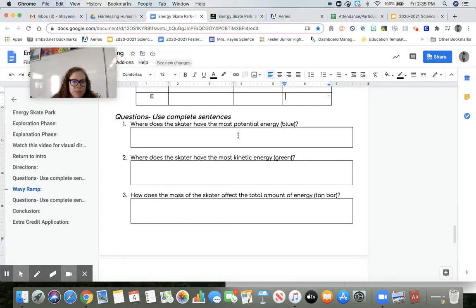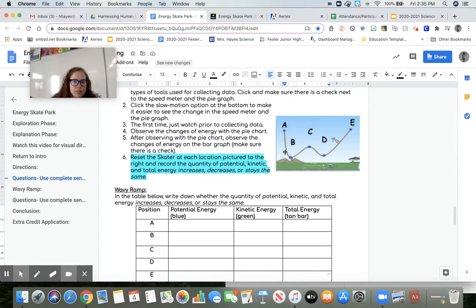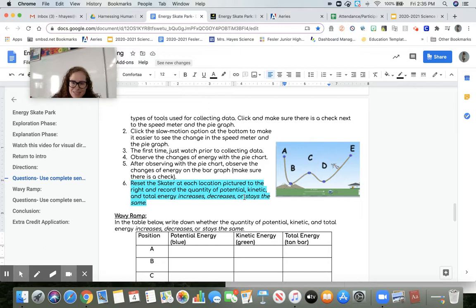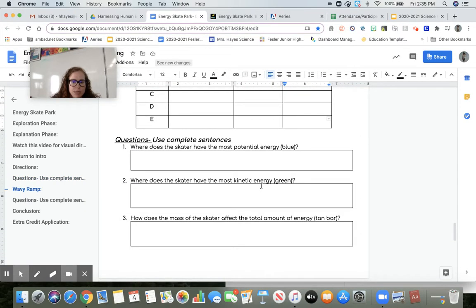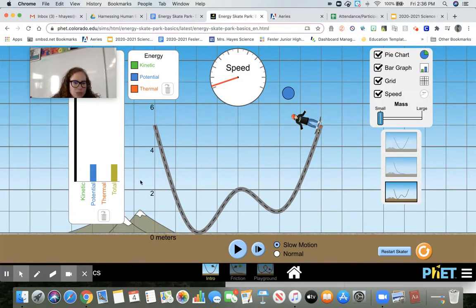Where on this ramp did he have the most potential energy? And it might be two places, hint, hint. And you can give me the letters A, B, C, D, E, or you can tell me like top of the ramp, bottom of the ramp, middle of the ramp, however you want to describe that. Same for the kinetic energy. How did the mass affect the total energy? I think I had him small here, but what happens to the total when I make him big?